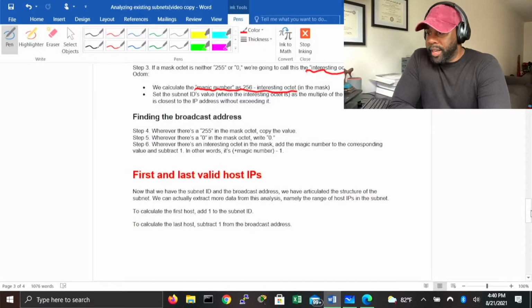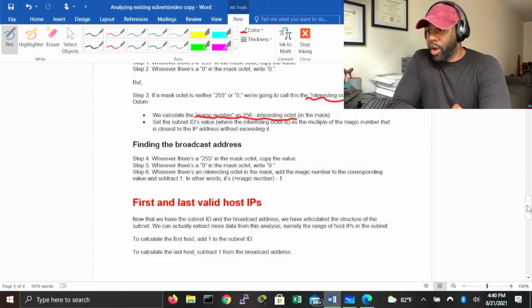That group is going to be in blocks, in multiples, and you're gonna see as we work it out. Let's work it out, and I might even get a little drawing in. The next step, finding the broadcast address. I know I didn't really work the problem out yet, but we're gonna work it out in a second. Step 4, wherever there's a 255 in the mask octet, copy the value. Step 5, wherever there's a 0 in the mask, write 0. Step 6, wherever there's an interesting octet in the mask, add the magic number to the corresponding value and subtract 1. In other words, plus magic number minus 1.